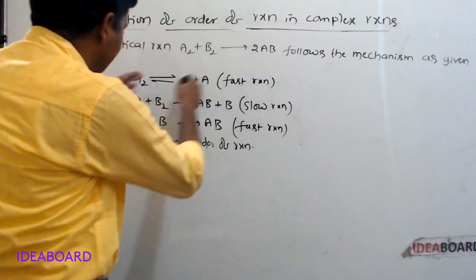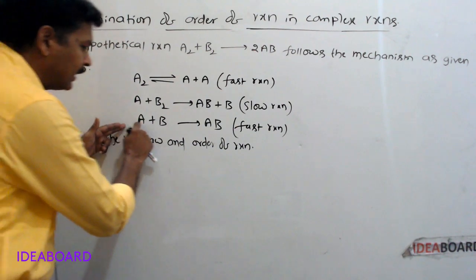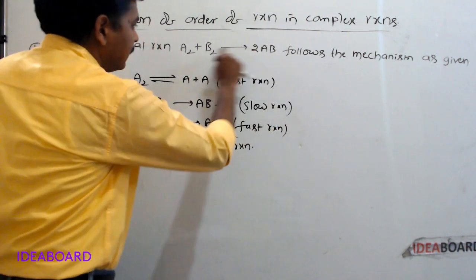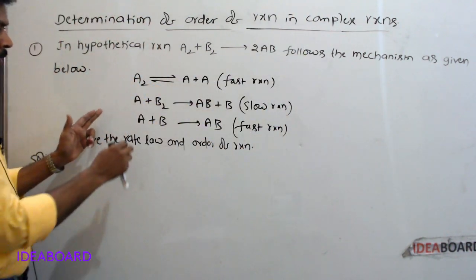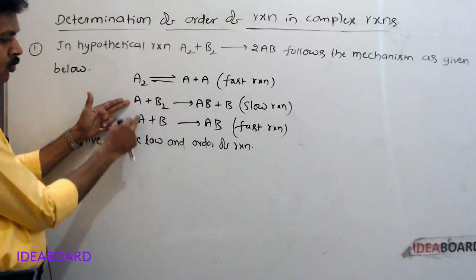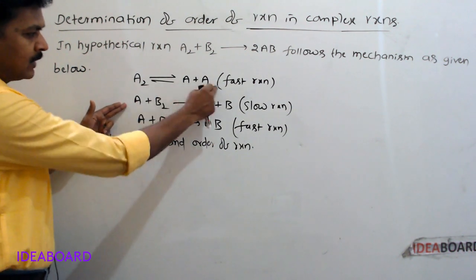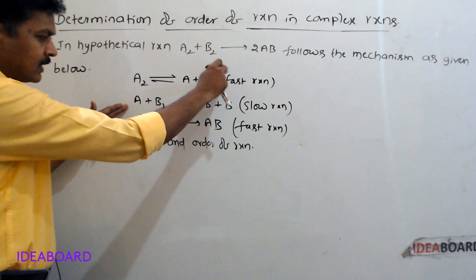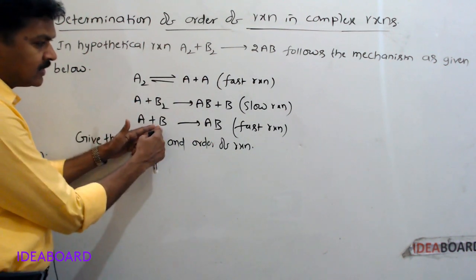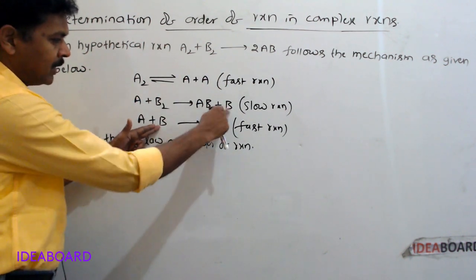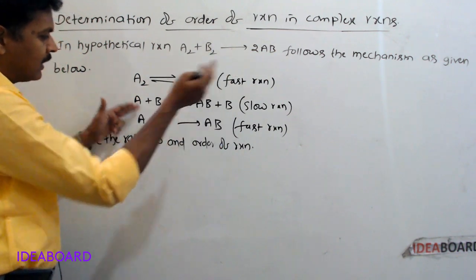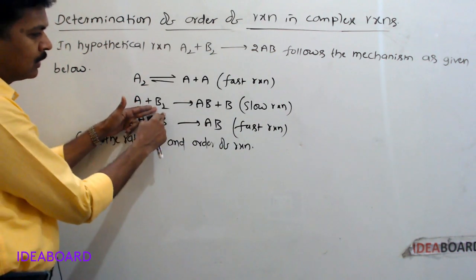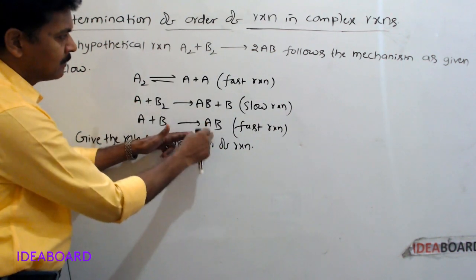This reaction takes place in 3 steps. If we add these 3 reactions, we will get again this reaction only. See here, reactant side 2 moles of A is there, product side 2 moles of A. A and A will get cancelled. Here B is there, here also B is there, B and B will get cancelled. Then overall reaction is A2 plus B2 gives rise to AB plus AB, 2AB.